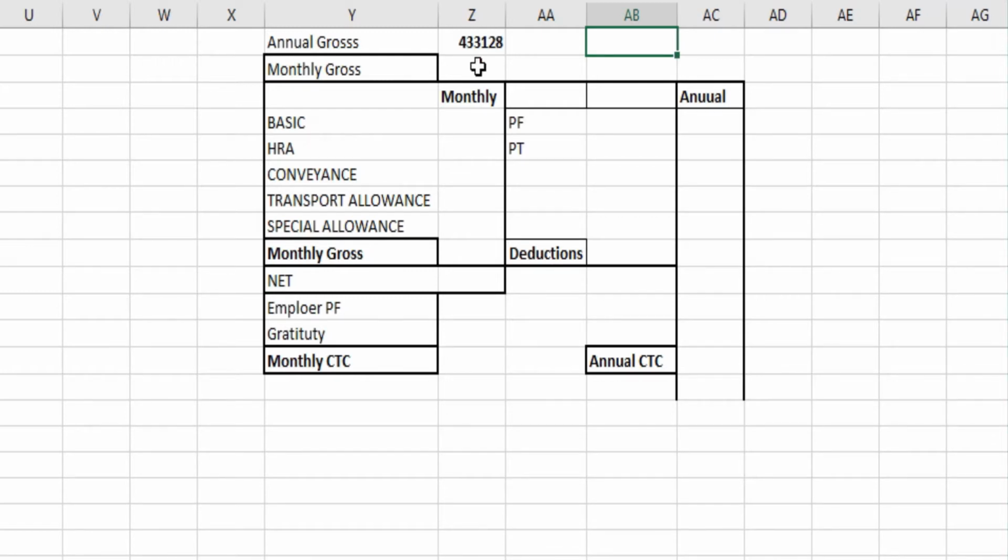If you know the annual gross salary, divide it by 12 to make it the monthly gross salary. Basic you should calculate on monthly gross salary. Sometimes it is 40, 50 or 60 percent. It depends on company to company. Here the basic is 50% on monthly gross.